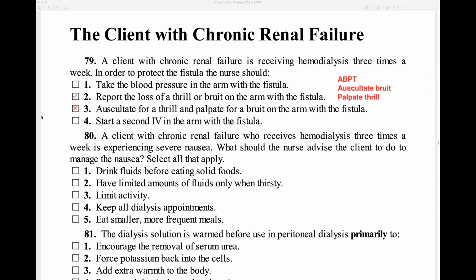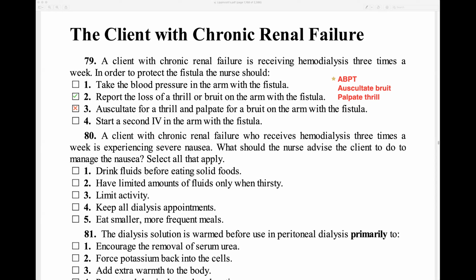So I specifically told you to memorize A, B, P, T. It's in ABC order. You auscultate the bruit, you palpate the thrill. So do you see how in choice 3 they switched it? That's what they do on NCLEX. And you're going to get it wrong if you don't memorize this trick. I want you to pass the NCLEX. So please memorize this. Okay?